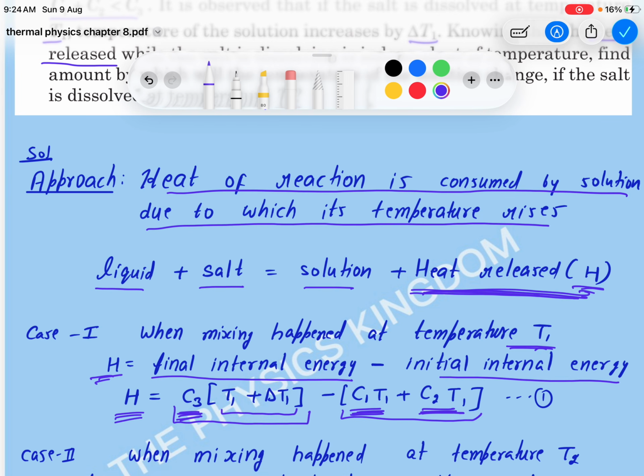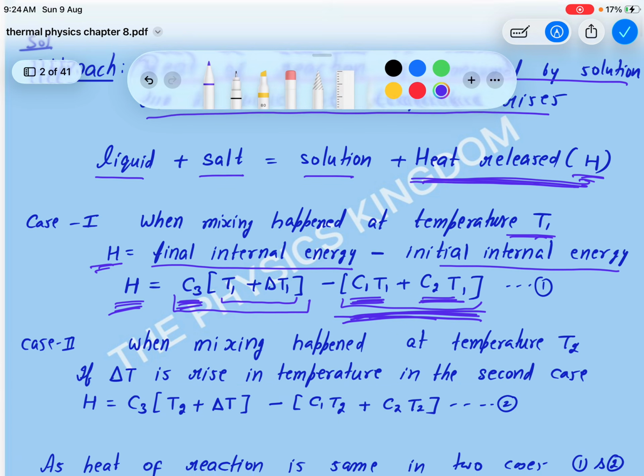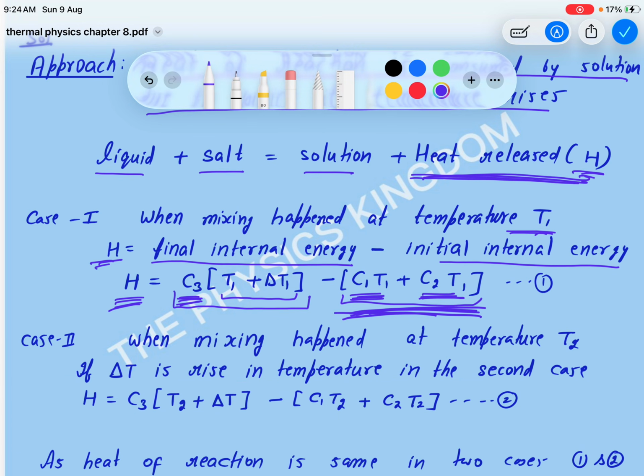So that is the heat release when you are mixing it at temperature T1. Now heat release is the same, but these terms are different, so obviously the change in temperature can be different. In the next step, if I do the same thing, then the heat release H, I am writing C3 (T2 plus delta T), right? So final internal energy minus initial internal energy. Mixing is happening at temperature T2.